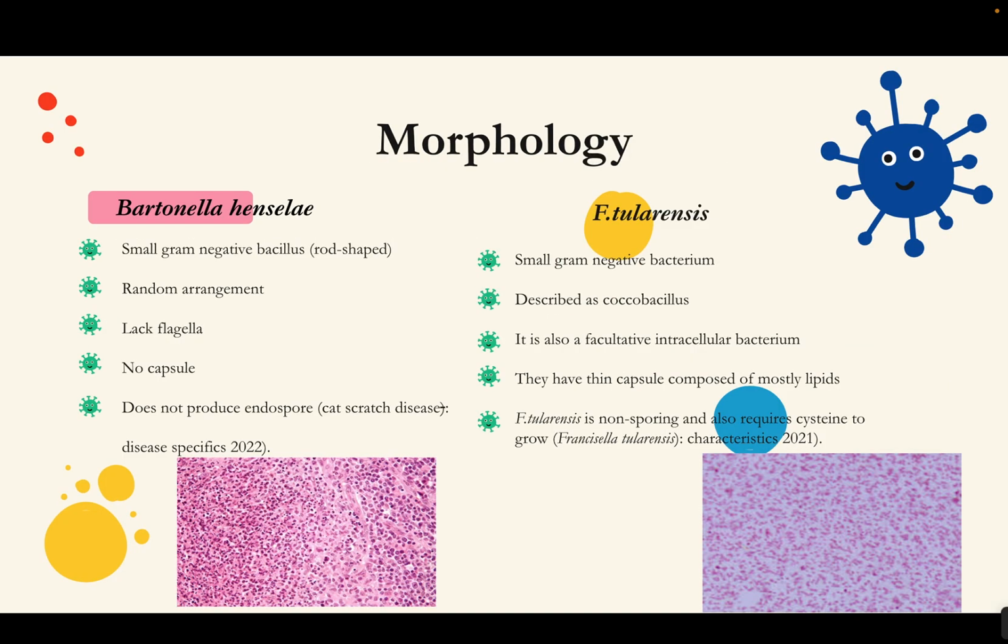Morphology. The causative agent of cat scratch disease is a small gram-negative bacillus with a random arrangement, no capsule, and it does not produce endospores. For tularemia, it is a small gram-negative bacterium described as a coccobacillus. It is also a facultative intracellular bacterium. They have thin capsules composed mostly of lipids. It is non-sporing and also requires cysteine to grow.